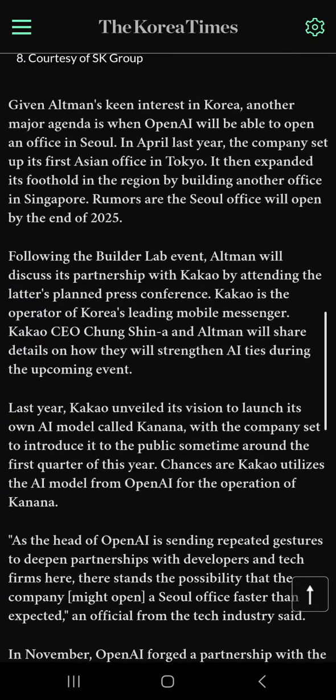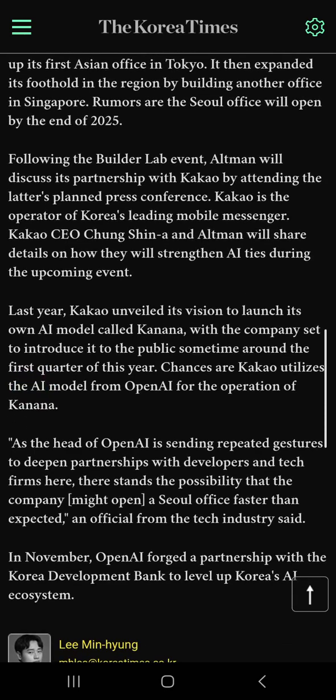Following the Builder Lab event, Altman will discuss its partnership with Kakao by attending a later planned press conference. Kakao is the operator of Korea's leading mobile messenger. Kakao CEO Chung Shin-a and Altman will share details on how they will strengthen AI ties during the upcoming event. Last year, Kakao unveiled its vision to launch its own AI model called Kanana, with the company set to introduce it to the public sometime around the first quarter of 2025. There are chances that Kakao will utilize the AI model from OpenAI for the operation of Kanana.